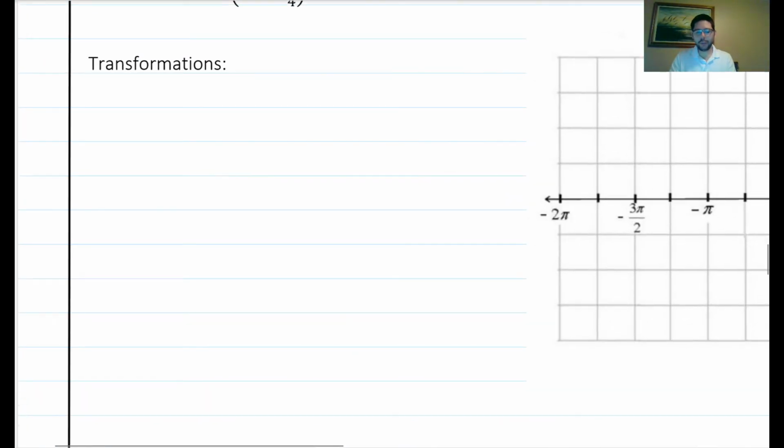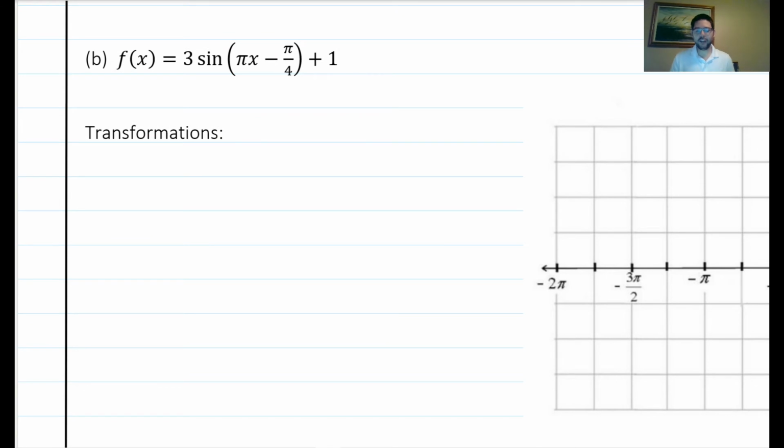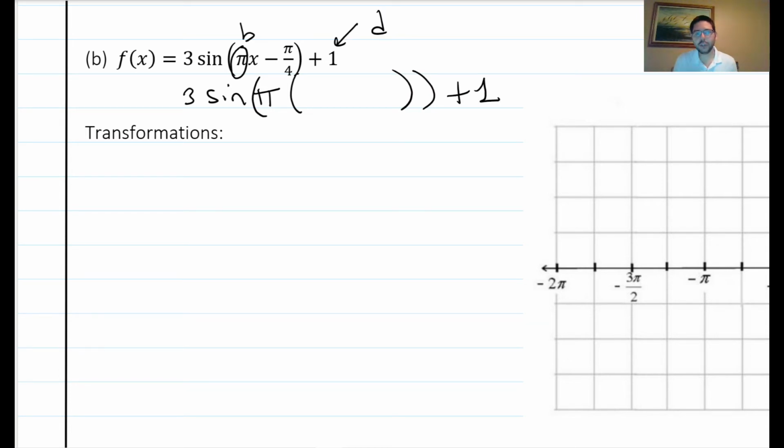So let's look at another example. We got 3 sine of pi x minus pi over 4. So again, let's go ahead and pull out the b term. Remember, that's my b term right there. So I want to pull that out. So 3 sine. So if I pull that out, I get pi. If I factor it out, we got a plus 1. That's my d term, by the way, the plus 1.